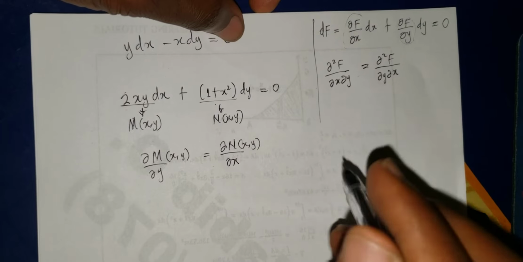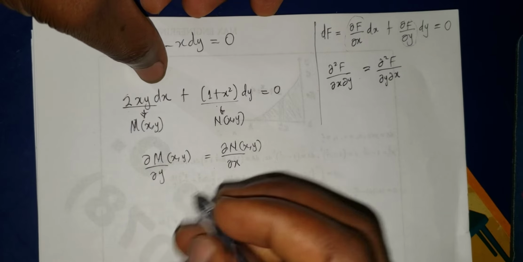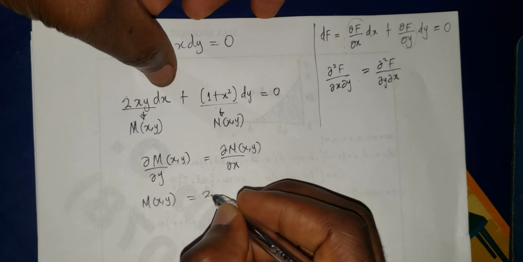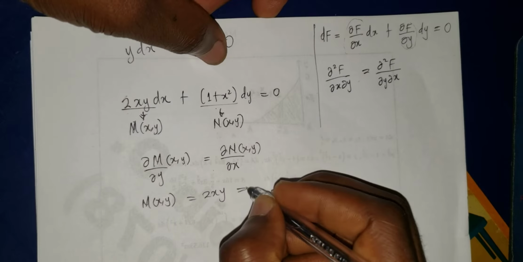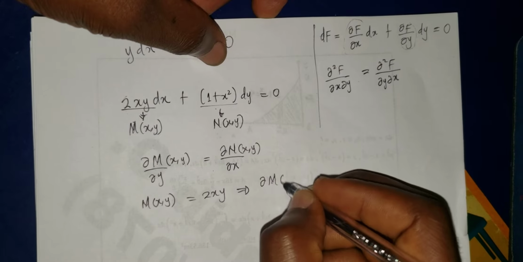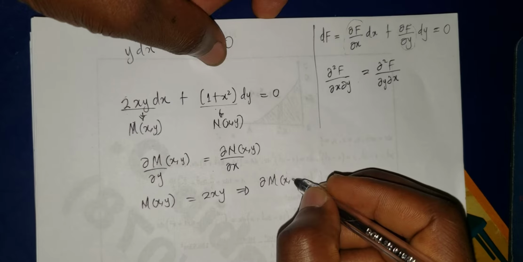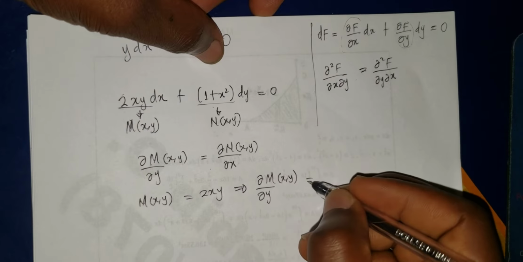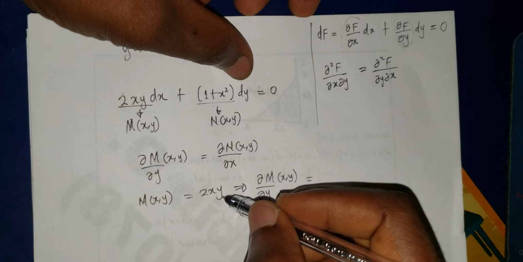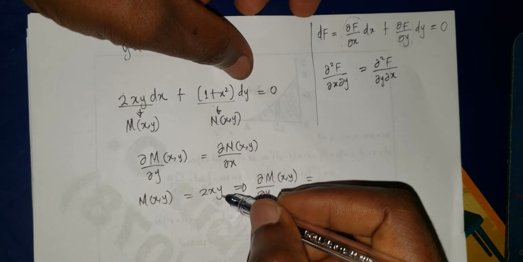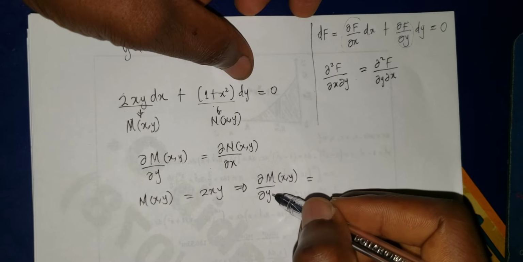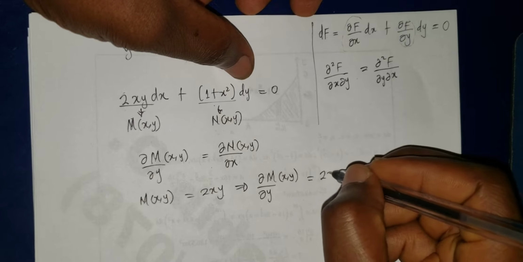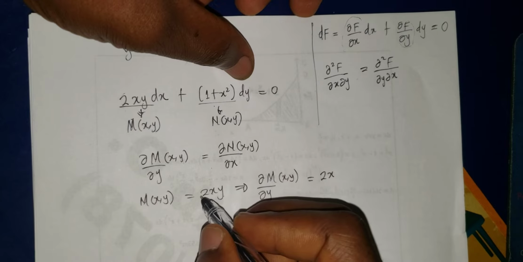So in this case, what is this going to give us? Our M of x comma y, as we have identified above, is 2xy. When we differentiate this partially with respect to y, we're keeping x as constant, and we're differentiating with respect to y, so that's going to give us del M of x comma y del y equal to 2x, because x is a constant, 2 is a constant.